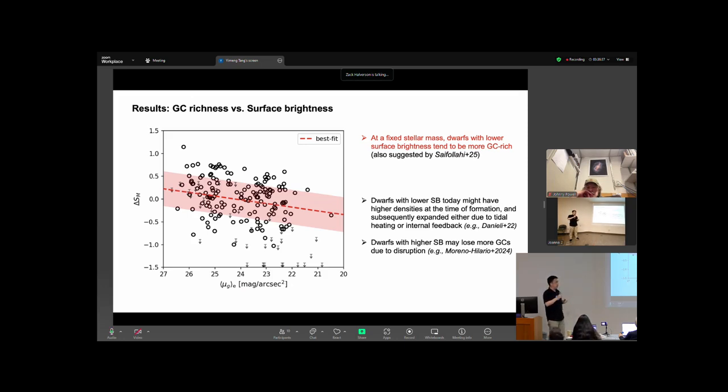So there could be two explanations. First, dwarf galaxies with lower surface brightness may actually have had a higher density at the time when they formed, and they just expand a lot because of feedback or tidal heating. Or, their GCs get more disruption if they have higher surface brightness.